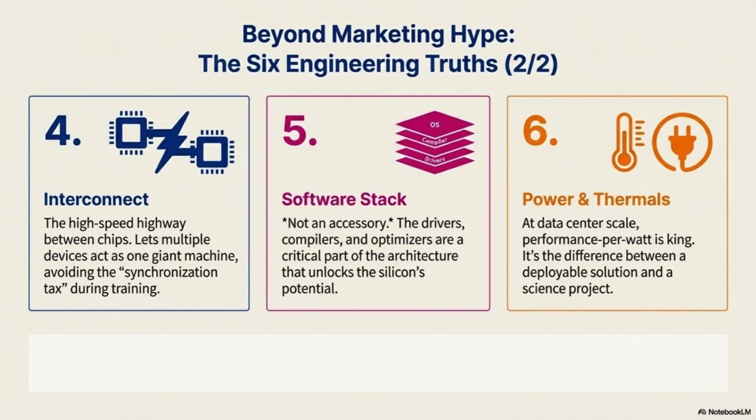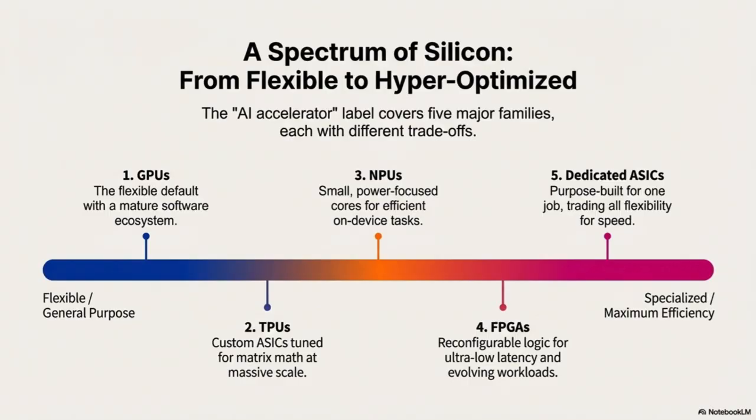So now we know the components. Let's look at the actual products. What are the major families of chips that fall under this AI accelerator label? There are really 5 major families, and they exist on a spectrum from flexible to highly optimized. Okay. First, you have GPUs, general parallel processors. They're the default because they're flexible, they scale, and they have a really mature software ecosystem.